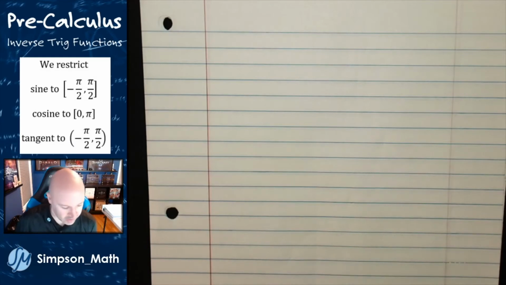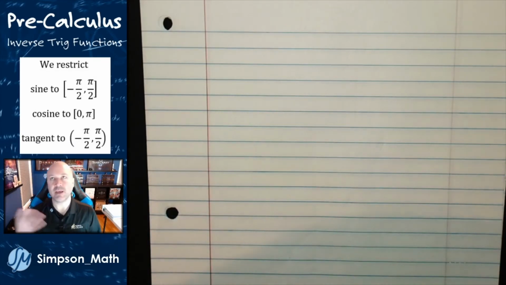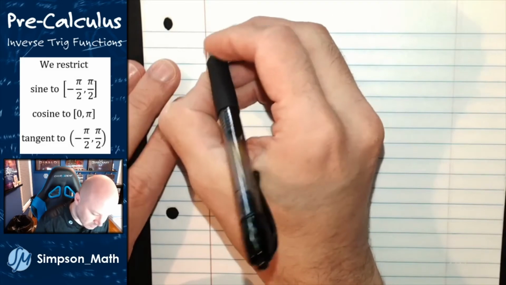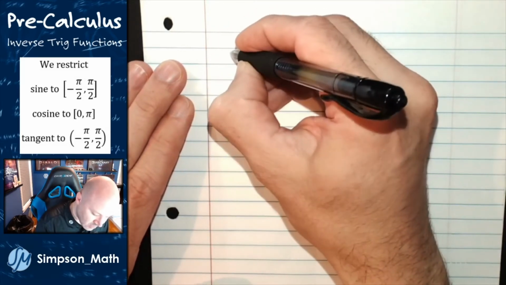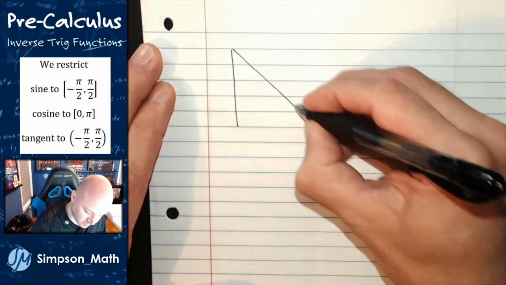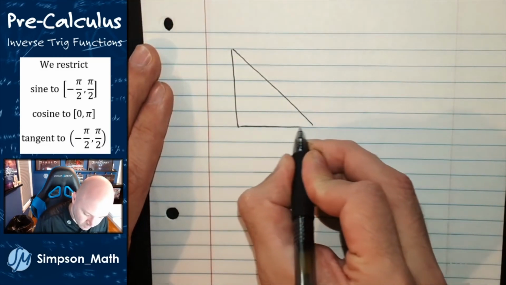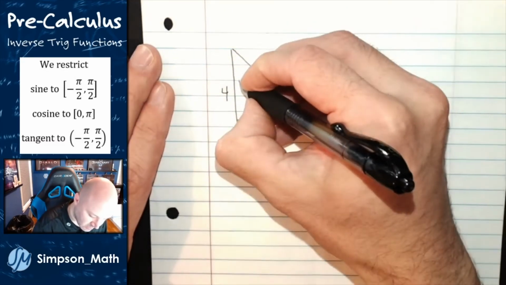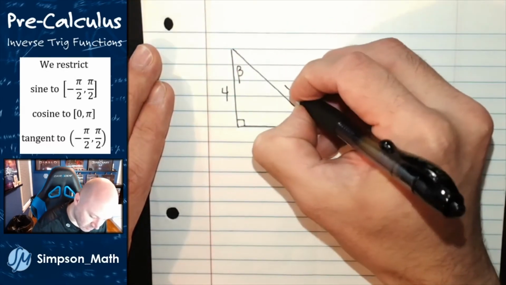Now, moving on, let's see what we can do with these inverse functions. Inputs, outputs, interchanged. How does that help us? Well, let's go back to our triangle problems that we've been solving. I'll call this side 4, this side beta. I'll call the hypotenuse x.